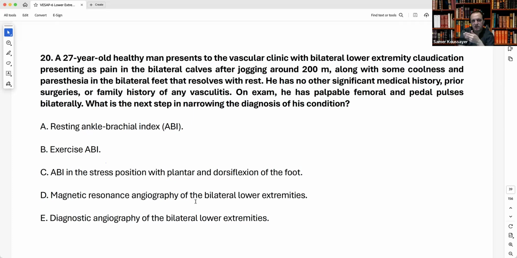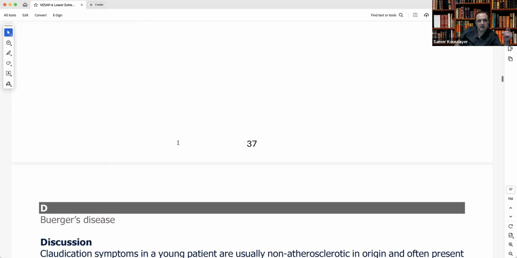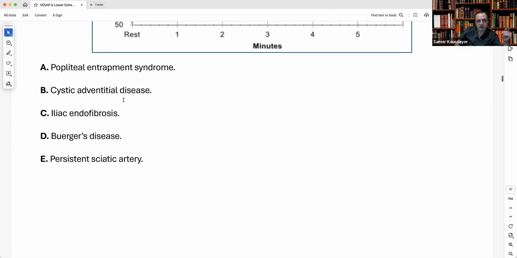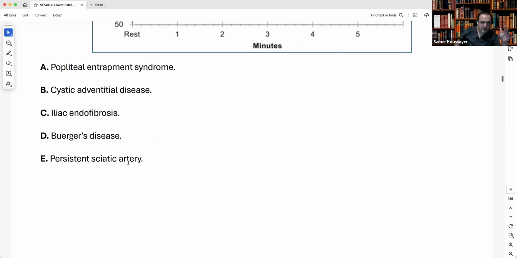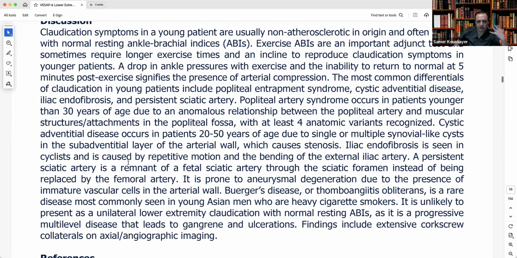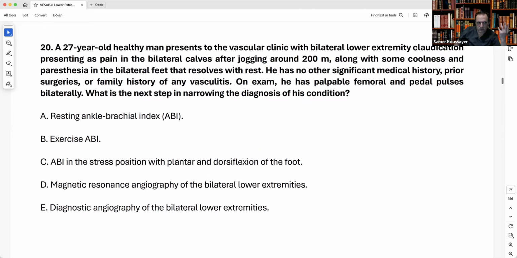Okay, so this question is very similar to the one before. A 27-year-old healthy man with claudication, and his physical exam is normal. So that means he's going to have one of the above that we talked about, right? Let's go back. He may have popliteal entrapment, cystic, iliac endofibrosis, or persistent sciatic artery. So how are we going to make this diagnosis? That's the question they ask now. How are we going to narrow it down to the right answer?